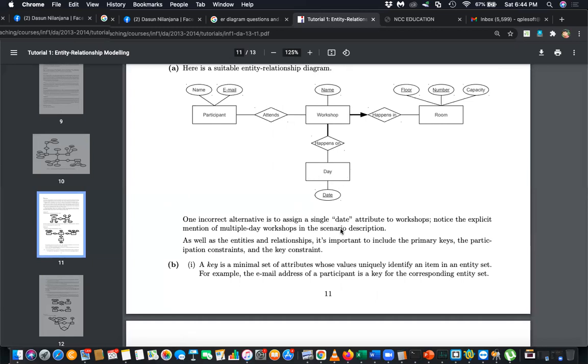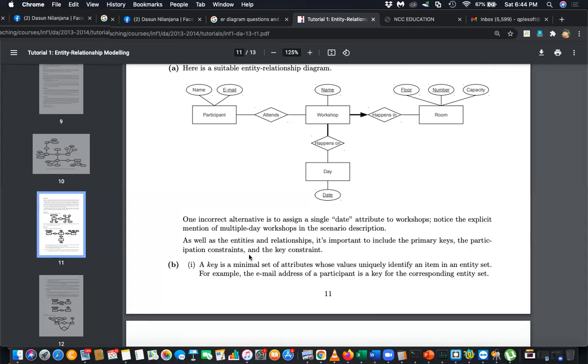So they have explained the reason. Otherwise, it will become a multi-value attribute. Normally, we don't keep multi-value attributes. Still, we have not learned why. But in the normalization part, the next lesson, we will learn that. As well as the entities and relationships, it is important to include the primary keys.